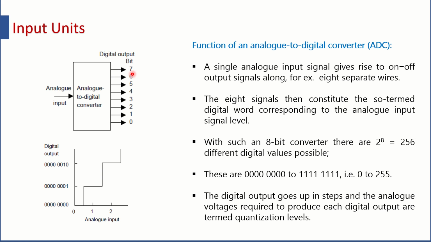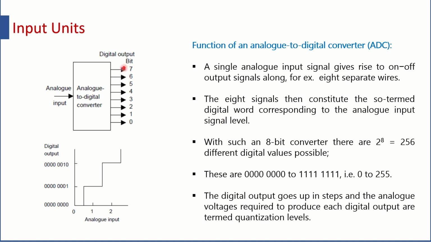Now you see how these things take place. You see a single analog input signal. Here you feed the analog signal, and that gives rise to on-off output signals along the 8 separate wires. Whenever you put some signal in this analog input line, there will be changes in these 8 output channels. Some will be high, some will be low, like that. That will be changing. The 8 signals then constitute the digital word corresponding to the analog input signal level.